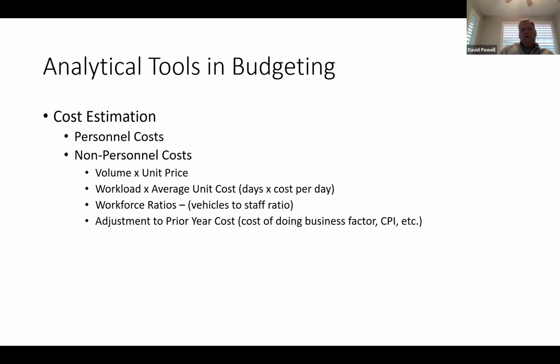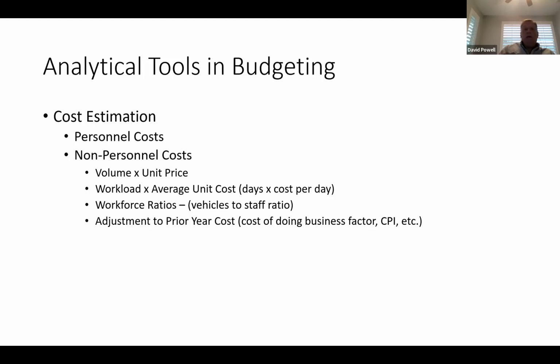Non-personnel costs can be a little trickier. If you're talking about something like supplies, or bringing in consultants and contracting out, those cost estimation strategies can be a little bit trickier to do. A real simple non-personnel cost approach would be to take the volume of whatever supply you're using and multiply it times the unit price, like we saw in those budget examples that we just looked at.